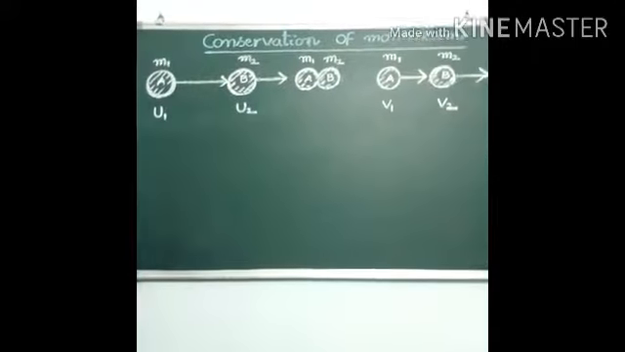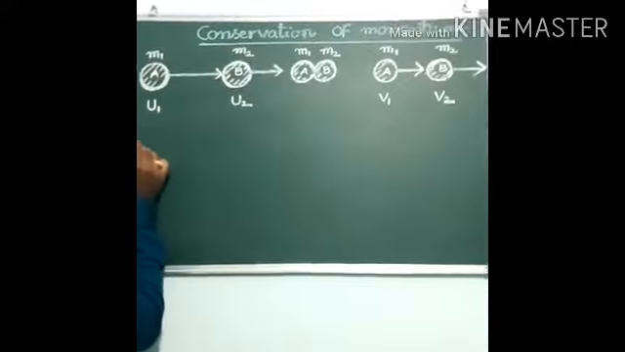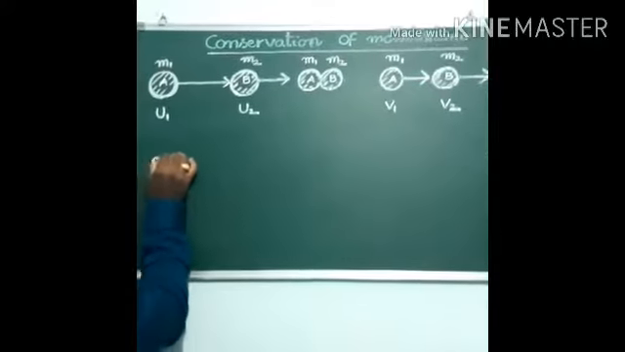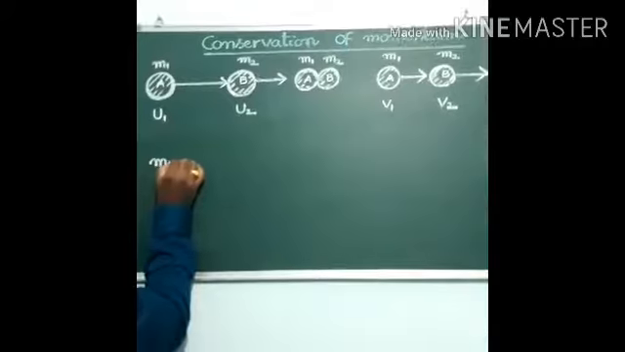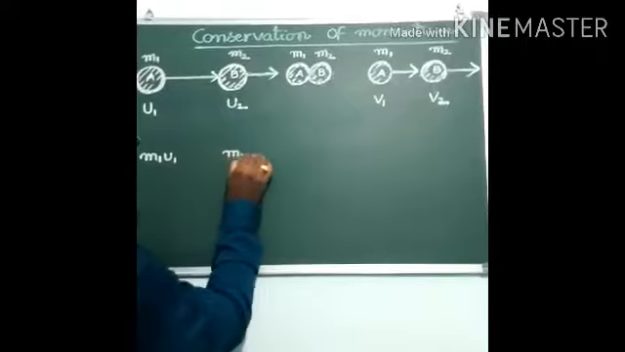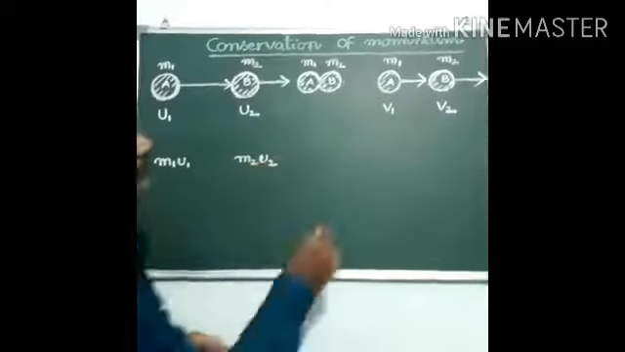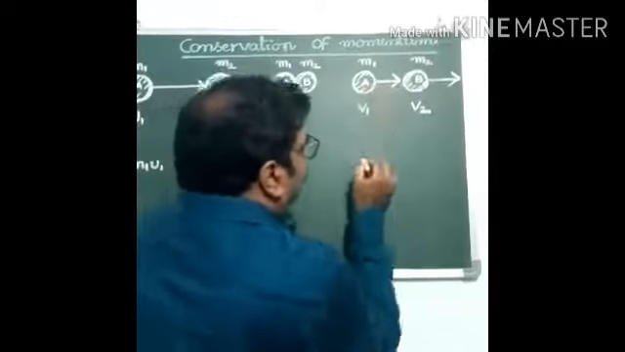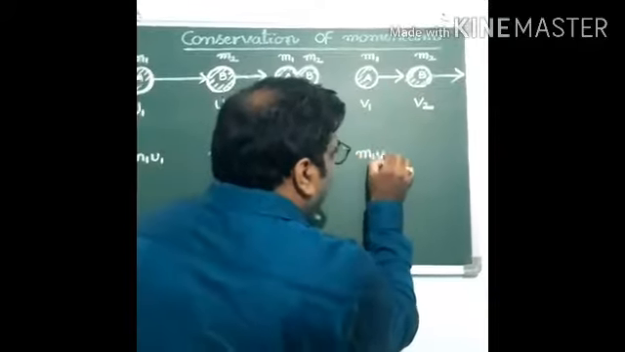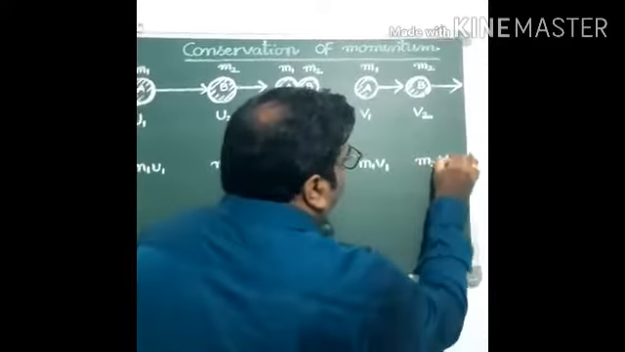Now calculate the initial momentum of spherical object A. The momentum formula is the product of mass and velocity, so m1 u1. For B, the initial momentum is m2 u2. After collision, the momentum for object A is m1 v1, and for object B it is m2 v2.